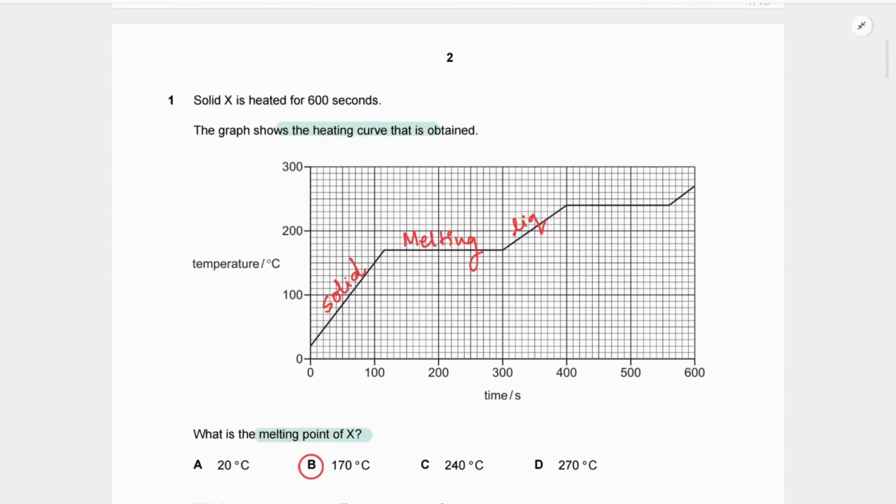Question 1. Solid X is heated for 600 seconds. The graph shows the heating curve that is obtained. So we have time versus temperature. What is the melting point of X? So we know that the process goes from solid to liquid to gas. Over here, this stage is a solid. When solid turns into liquid, this is the stage where the process begins, called melting. And over here, we can see it's 170 degrees Celsius where the melting takes place. So the answer is 170.